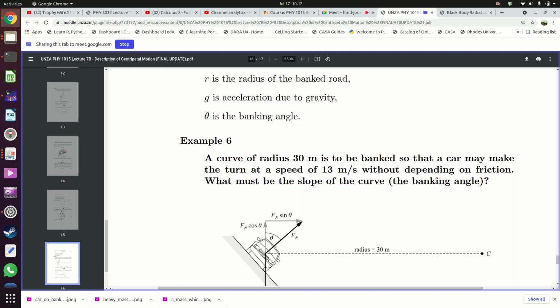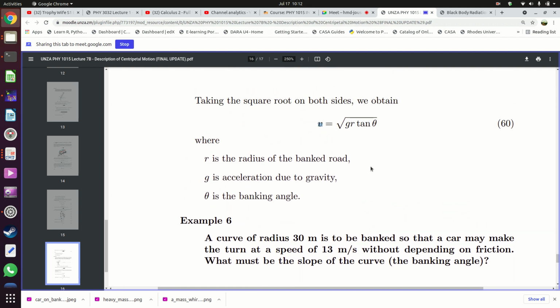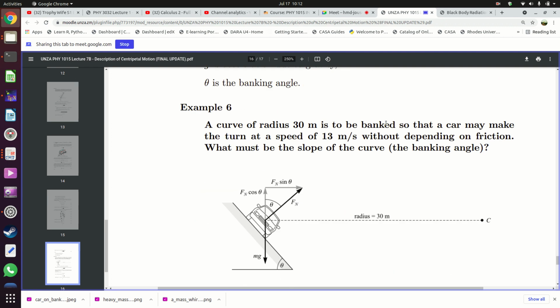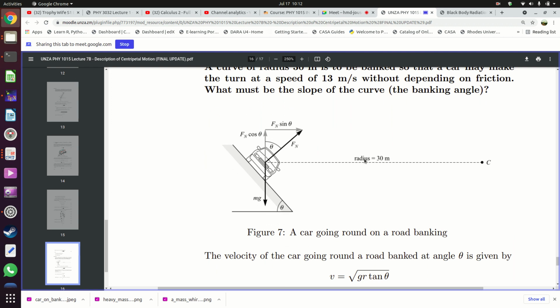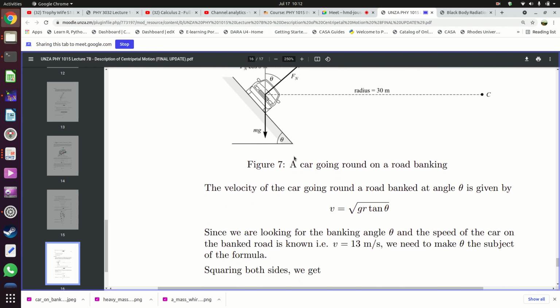So now when it comes to banking, we know that the velocity v is equal to the square root of gr tan theta. So what they're asking us is to find the angle. If the car is going to be moving at 13 meters per second and the radius of the road is 30 meters, how much should the angle be? So the radius is 30 meters, they're asking us for the banking angle theta, and the car is supposed to move at 13 meters per second.